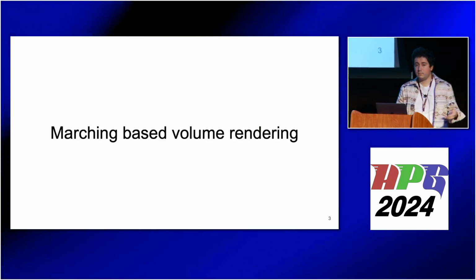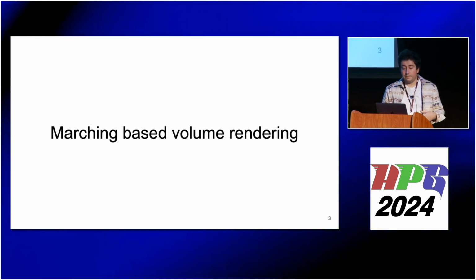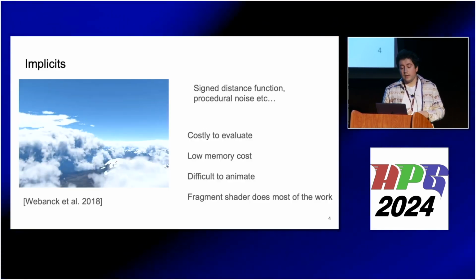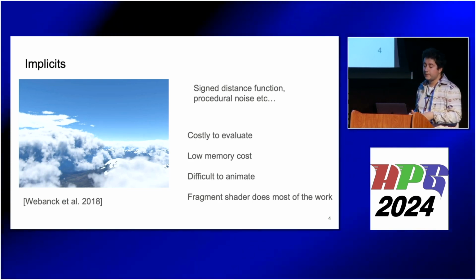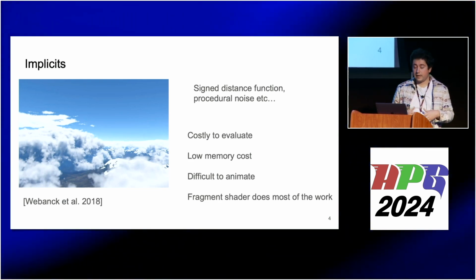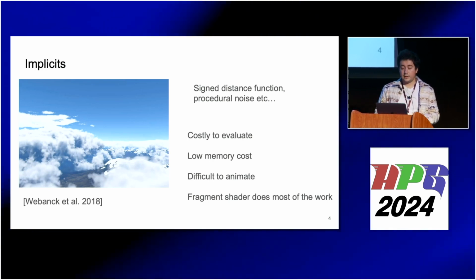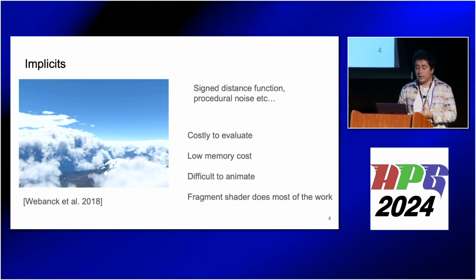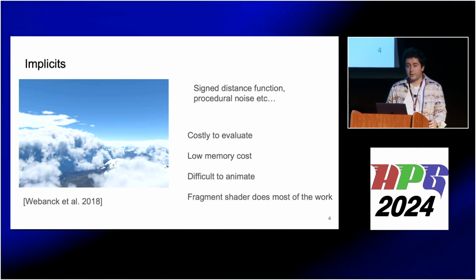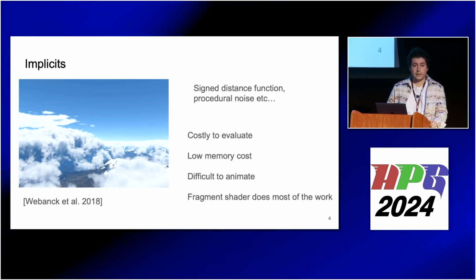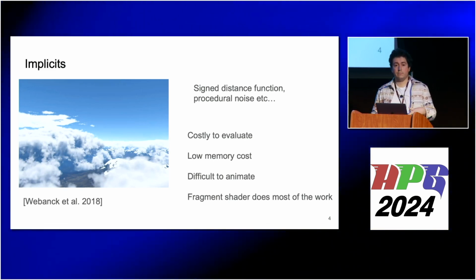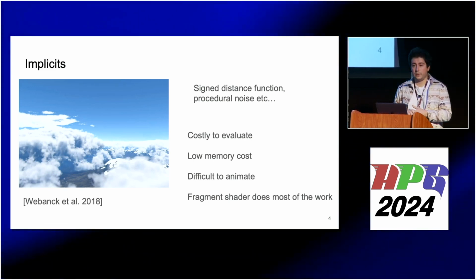One of them is marching. There are also many approaches to marching and representation of data. One of them is implicit surfaces. So the idea is that you represent your surface by a function or a signed distance field or procedural noise. It's usually quite costly to evaluate, but it has the advantage of having a very low memory cost, as the functions are typically easier to store than plain voxels or triangles.